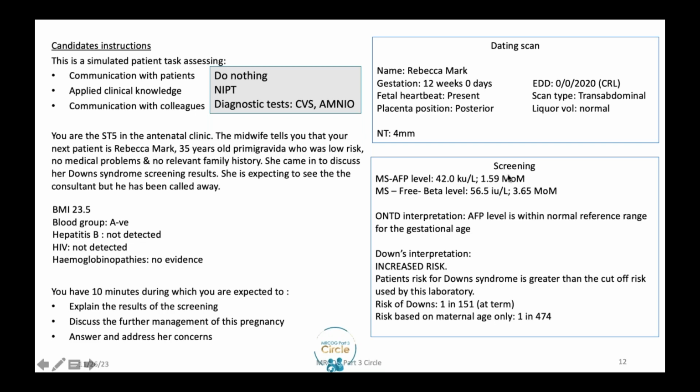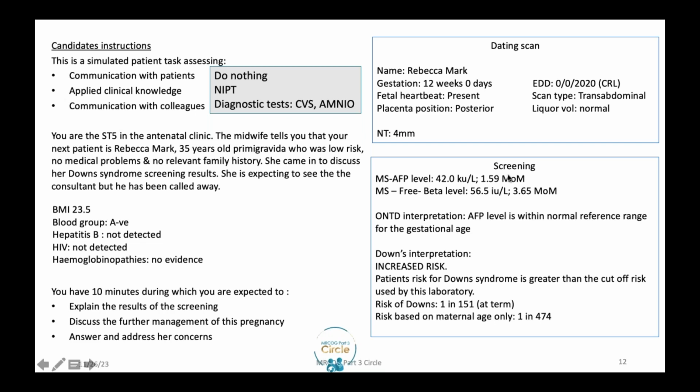Am I clear so far? Yes. Both have 99.9% accuracy, but there is also a little chance of miscarriage of the baby. It is 0.5 to 1%. Okay, yeah. What do you say, Rebecca?